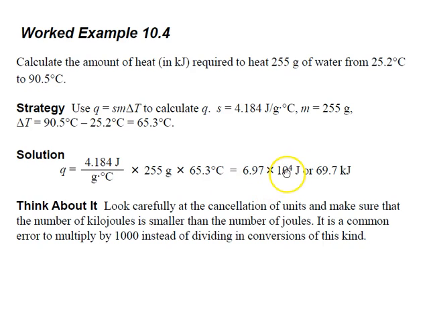If it's a big number like this, something like 10 to the 4th, we can divide this by 1,000 and get a friendlier number like 69.7 kilojoules. A lot of these values will be in kilojoules because they're just 2 digits, like in the tens or in the hundreds. Look carefully at the cancellation of units, as I mentioned, and make sure that the number of kilojoules is smaller than the number of joules. It's a very common error to multiply by 1,000 instead of dividing in conversions of this kind.